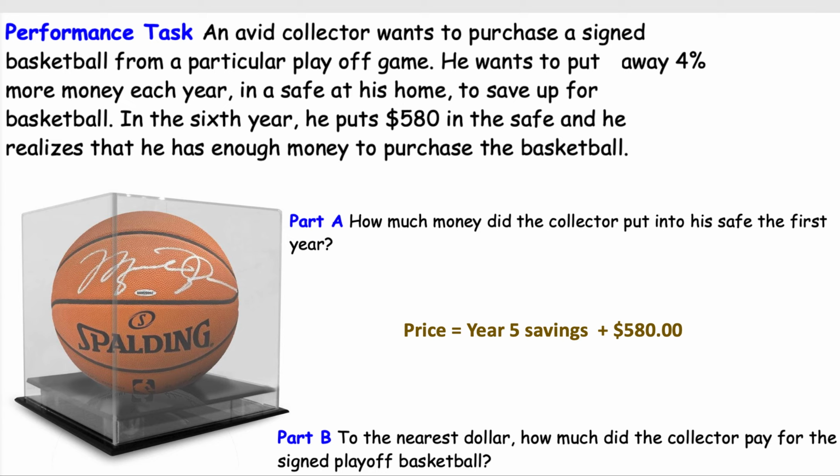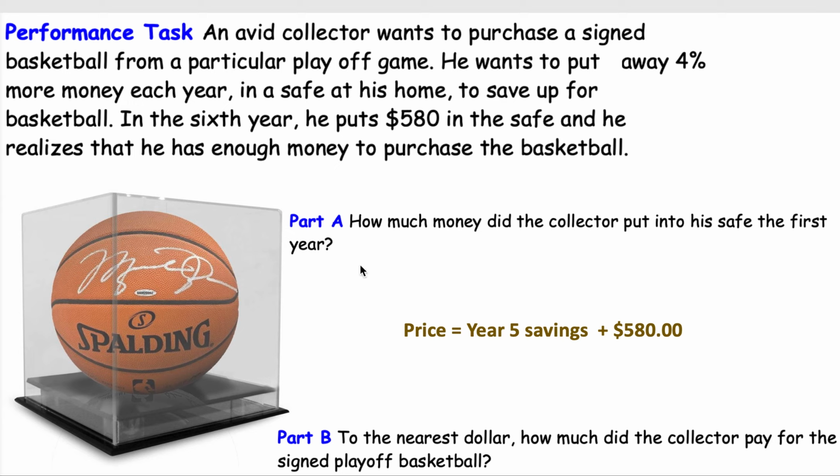Performance task. An avid collector wants to purchase a signed basketball from a particular playoff game. He wants to put away 4% more money each year in a safe at his home to save up for a basketball. In the sixth year, he puts $580 in the safe and he realizes that he has enough money to purchase the basketball.